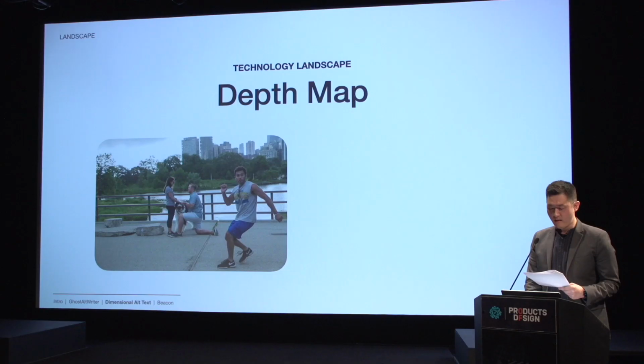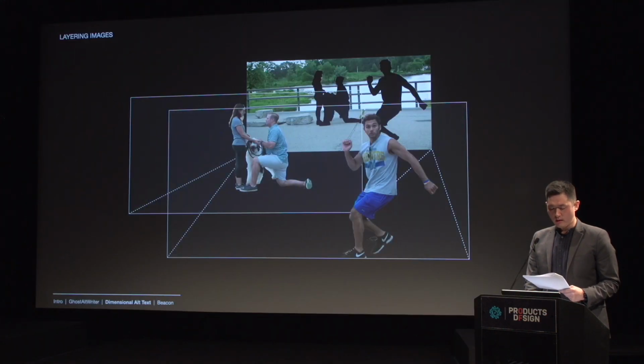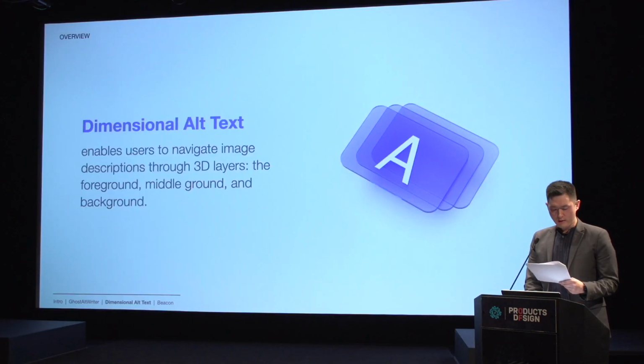The introduction of relative depth maps in image analysis has the potential to change the way we understand and interact with images. It effectively separates different layers and elements in the image. The jogger, the couple with the dog, and the park can be easily isolated from each other. Here's my second project, dimensional alt text.